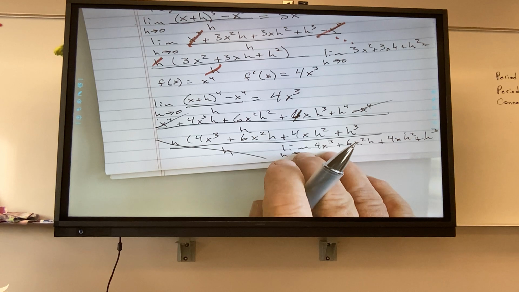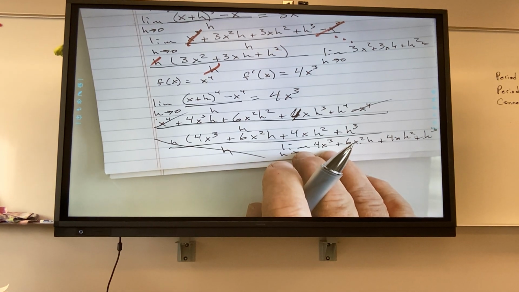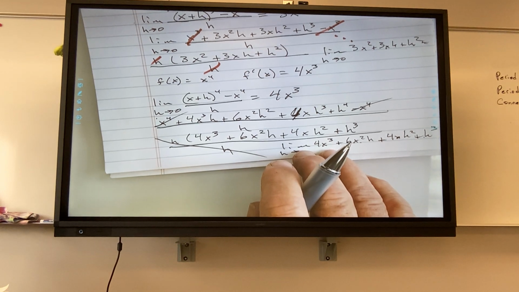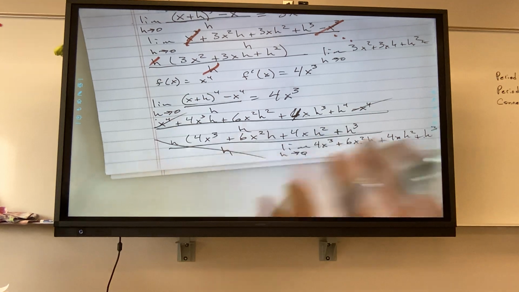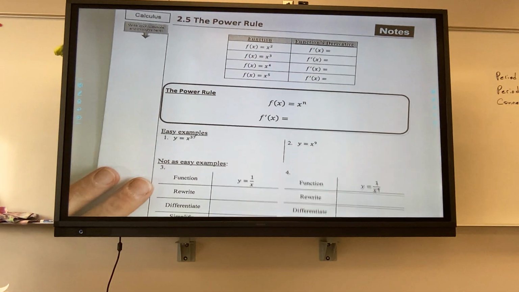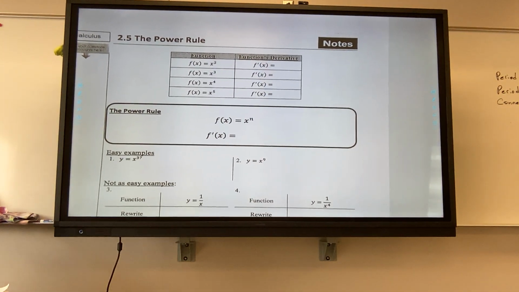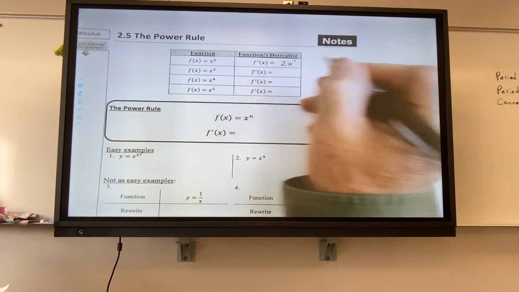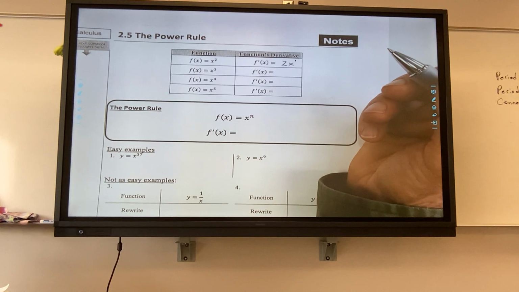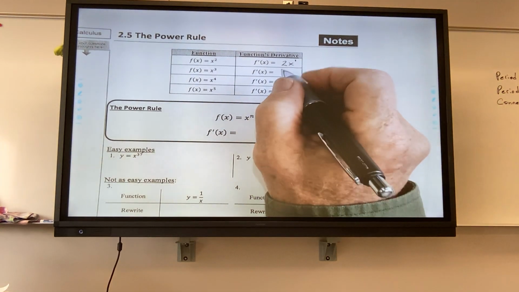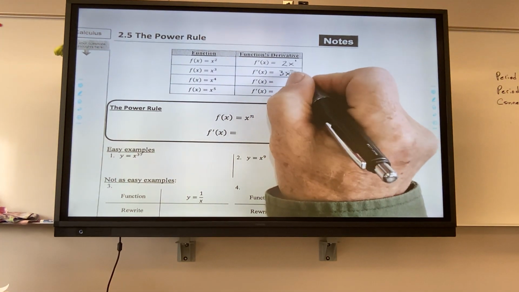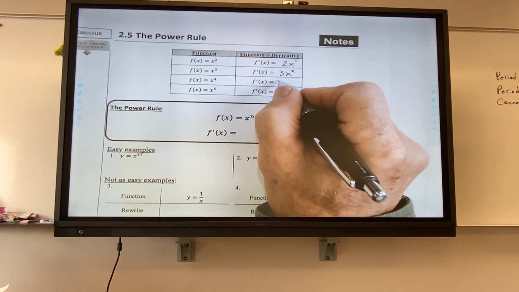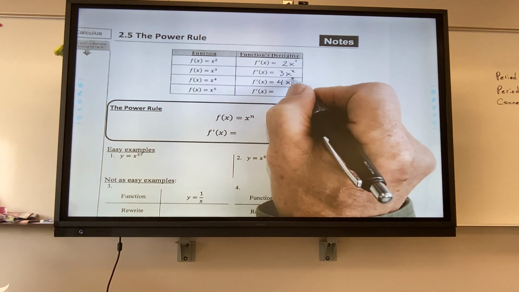That brings us to these notes. The power rule. So this was 2x. I could write it as 2x to the first. Do you have to? No. But it's for a point. This is 3x squared. Jonah said 4x to the third.